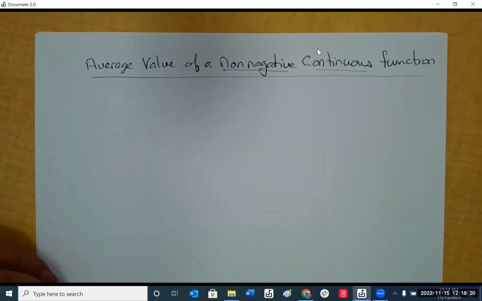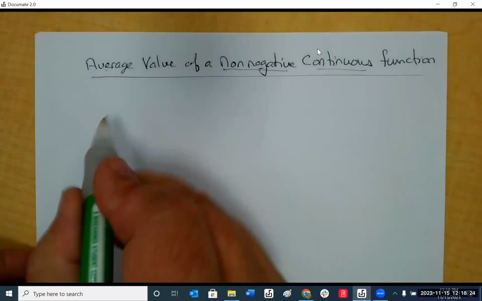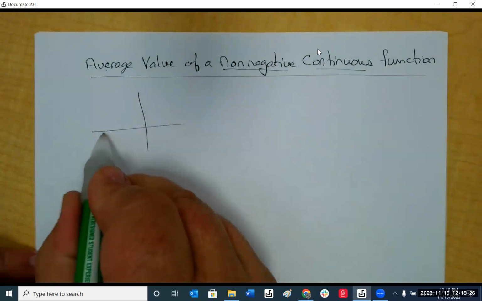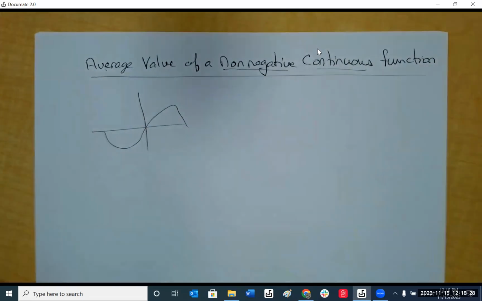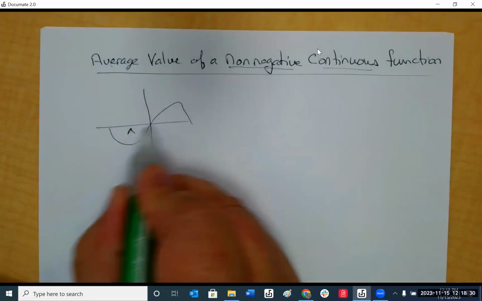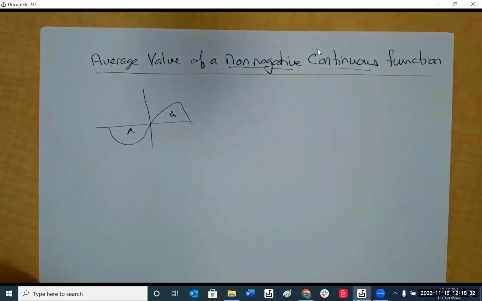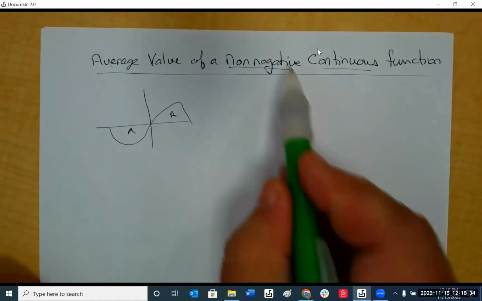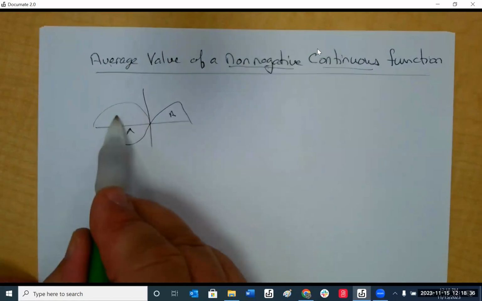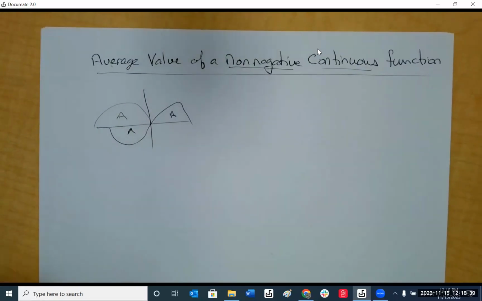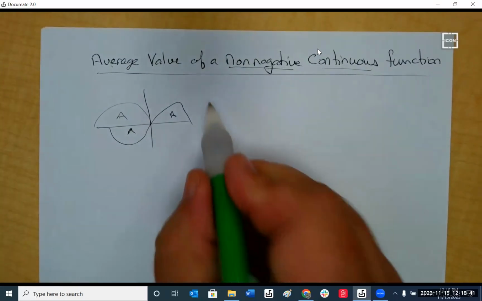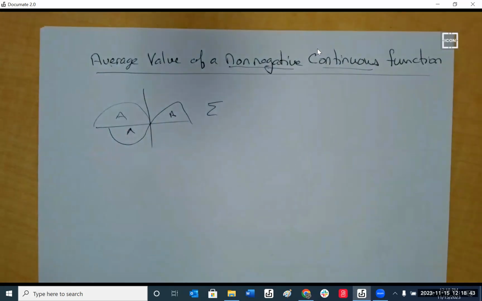It's either increasing or decreasing. All we know there is we won't have any situations like this because this and this will wash itself out. So if it's always non-negative, then we can find those areas and sum them up. So we're always automatically going to be looking for a summation of something.